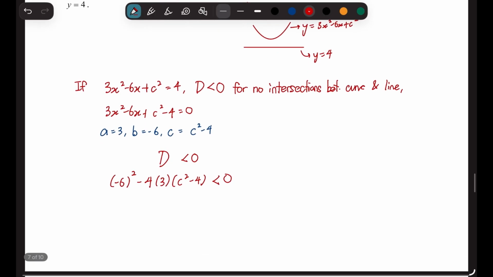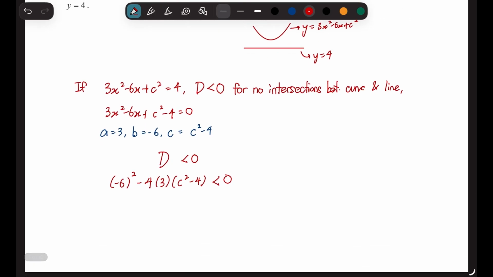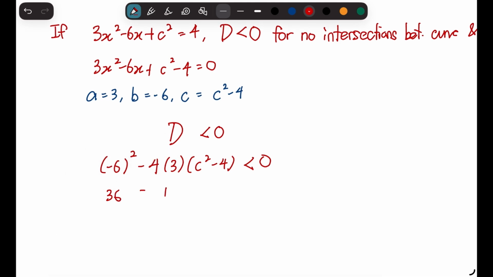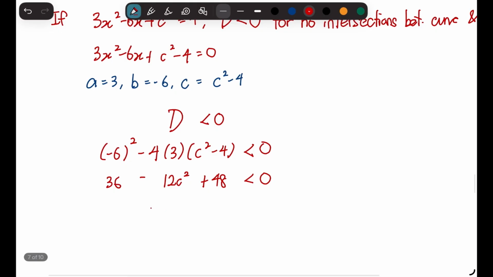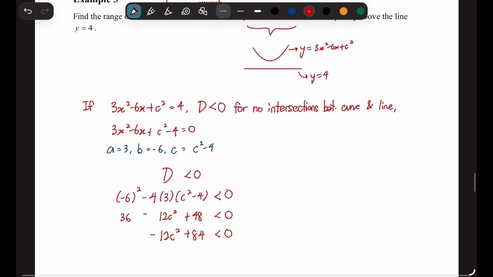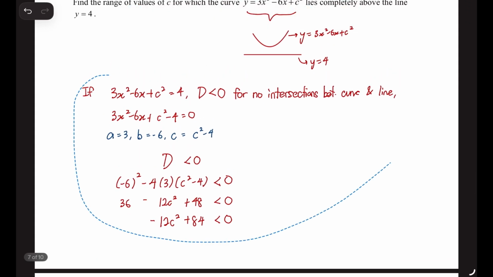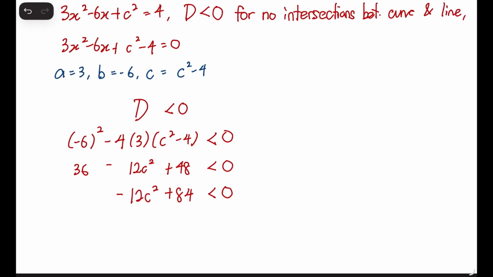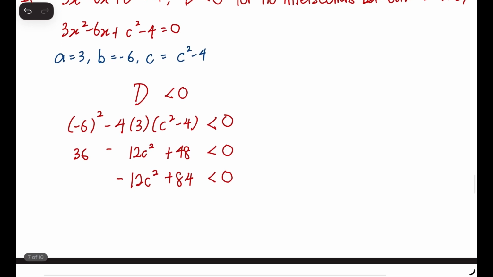Okay, so from here, therefore I can continue to expand and simplify this inequality. 36 minus 12c squared plus 48 must be strictly less than 0. So therefore, this means that -12c squared plus 84 is less than 0. Okay, so now from here, how do I solve this quadratic inequality? Let me shift this part a bit higher. The steps are still the same as what we have done before.